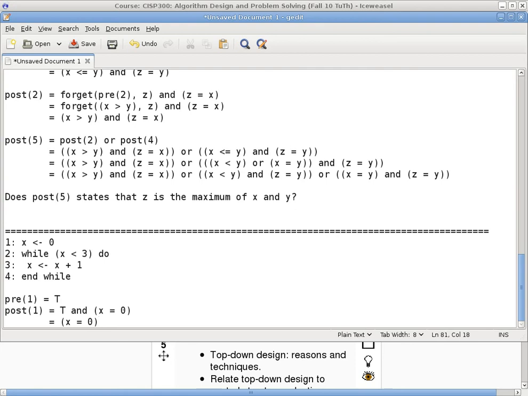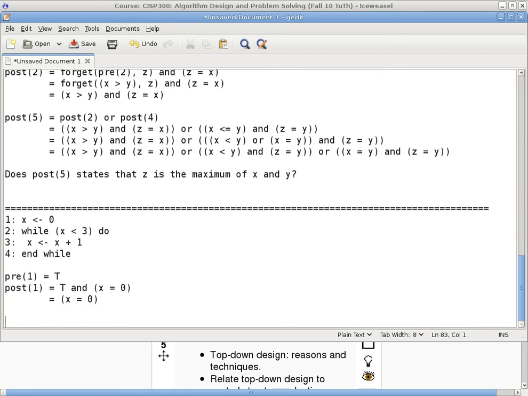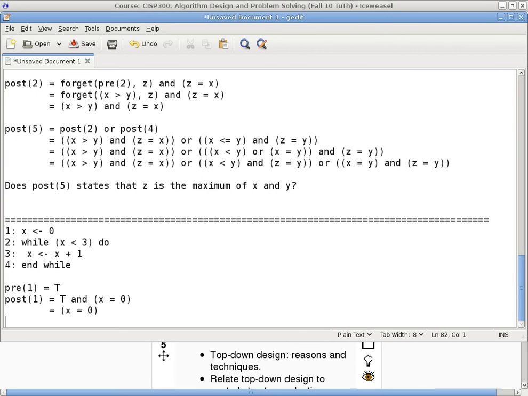Why are you saying that pre1 is true in the first place? Because we have to state what we know about the variables. Saying that pre1 equals true means that I do not need any assumptions whatsoever. All right. So post 1, easy peasy.